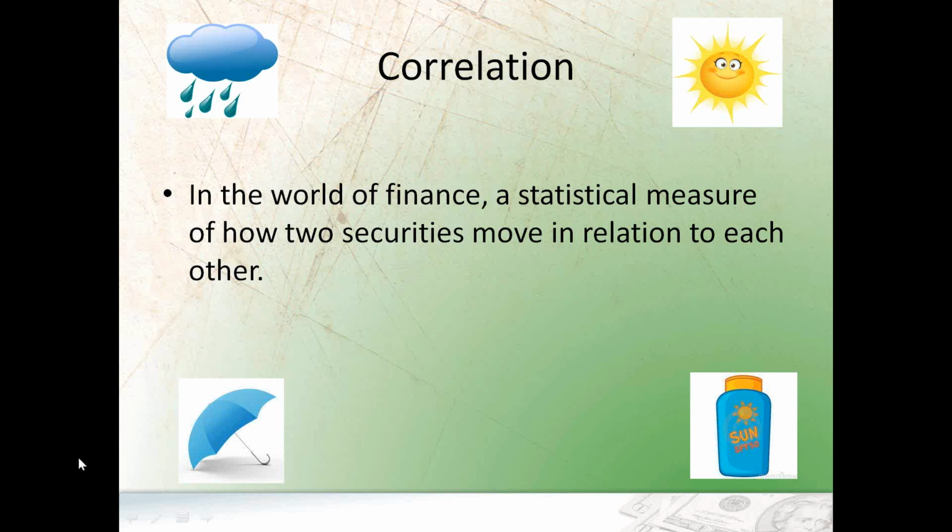Another area is correlation, and in the world of finance, a statistical measure of how two securities move in relation to each other is the definition of correlation. And we don't want a portfolio where everything correlates, so it all goes up at the same time, it all goes down at the same time.